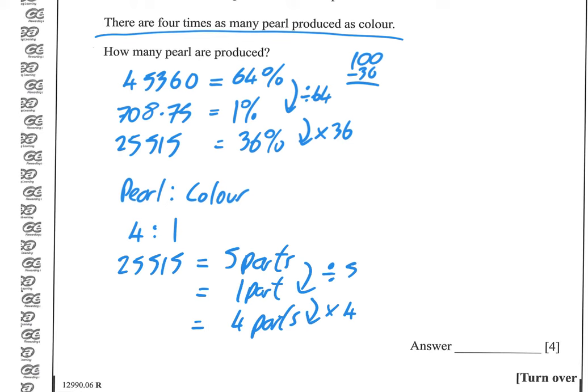So what do we have? 25515 divided by 5 is a nice answer of 5,103, and then times by 4, you're going to get 20,412, and that is your answer. That's your number of pearls, 20,412. This bit here, folks, I'm well aware there's other ways of doing this, but this is the way I like to do it. It just keeps it nice and simple, and they can clearly see what you're doing.